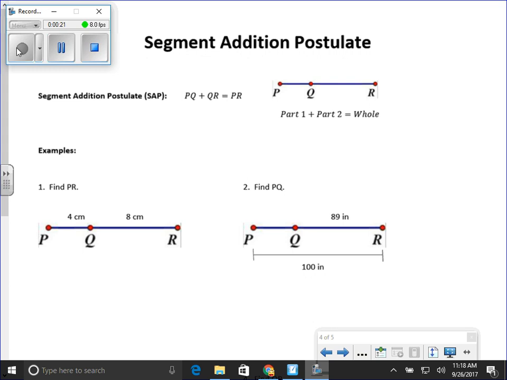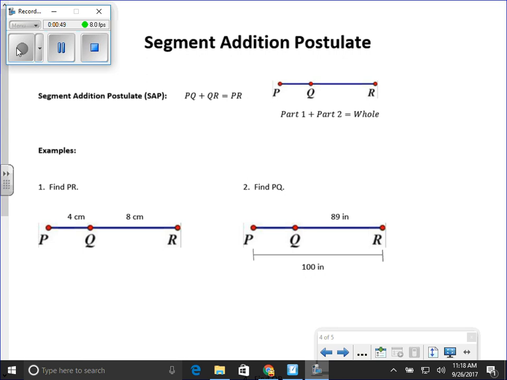So we just talked about one of the pieces plus the other piece, add them together, they should equal the whole thing, right? Another way to think about this is part 1 plus part 2 is going to equal the whole thing. Now, if it has more than 2 parts, then you just add up all the parts. So it'll be part 1 plus part 2 plus part 3 will equal the whole thing, okay? As long as you add up all the parts, it should equal the whole. That's the big idea behind the segment addition postulate, okay?